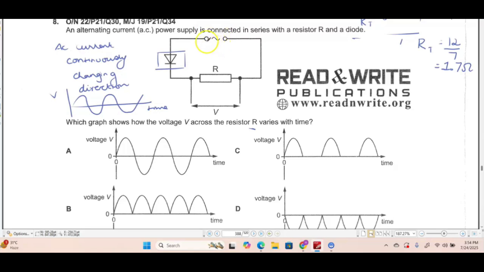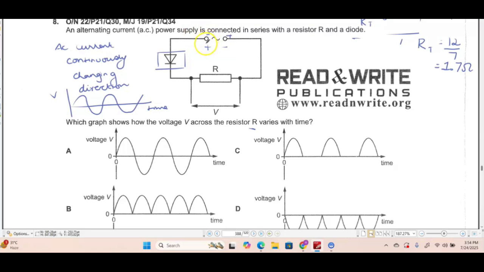Okay? In AC power supplies, we don't have positive and negative terminals because they are always changing direction. So at one moment, this can be positive and this can be negative, and at another moment, this can be positive and this can be negative in an AC power supply. But because of this diode, it is going to allow current to pass in one direction.